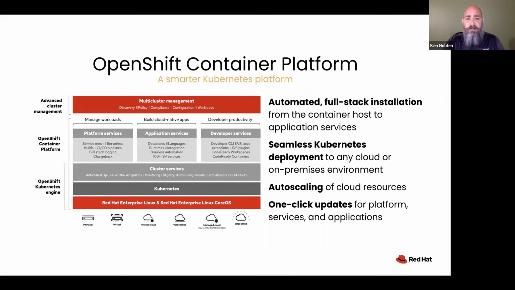With OpenShift, we start with the operating system, and this is your foundation, which is supported to run on bare metal, on virtualized environments, as well as all major cloud providers. And next we see the Kubernetes piece, which along with the container runtime forms your orchestration layer. And then moving up the stack are cluster services such as automated ops, over-the-air updates, monitoring, container registry, networking, virtualization, and even Helm.